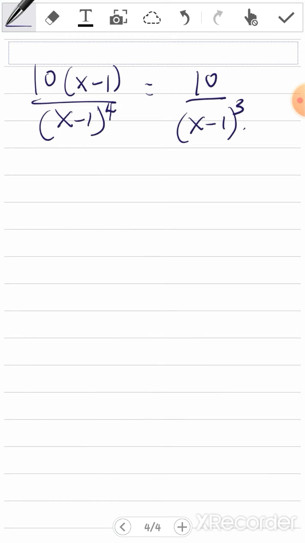Now we've been able to understand what the product rule, the power rule, the quotient rule, and the chain rule are.